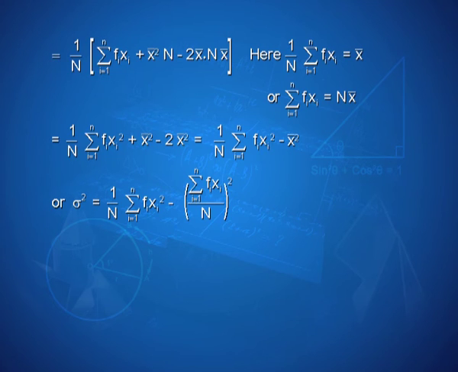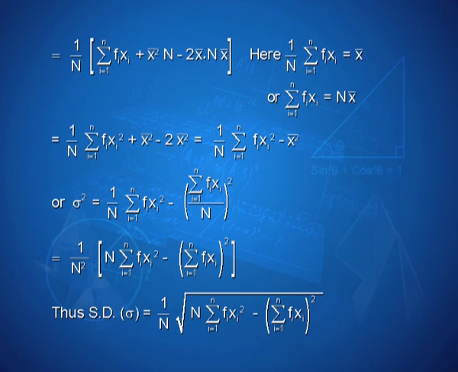that is equal to 1 upon n square into n into summation i varying from 1 to n fi xi square minus summation i varying from 1 to n fi xi whole square.